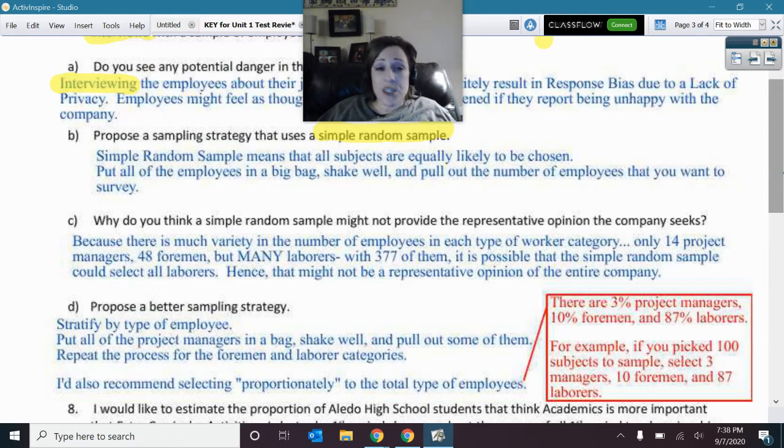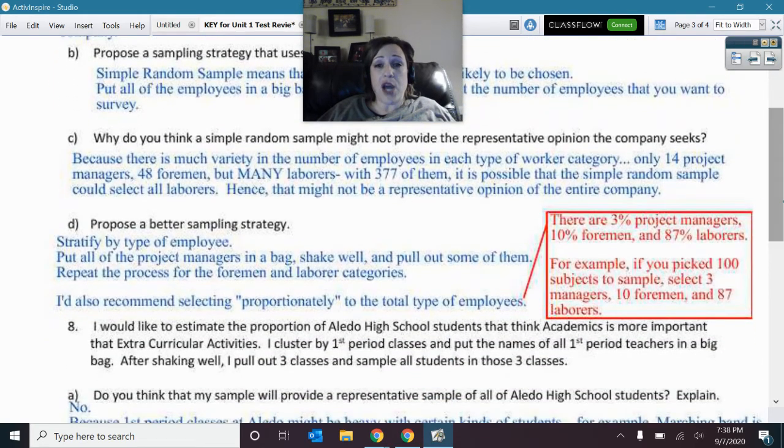Now, for this next one, why do you think a simple random sample might not provide a representative opinion of the entire company? Well, because there's so much variety in the employees in each type of worker. I think that makes a big difference. There's only 14 project managers and 377 laborers. So if you put everybody in a big bag and pull out, say, 50 people, it's highly likely that they could be all laborers and not the project managers or the foremen.